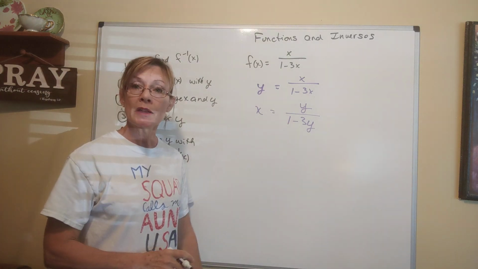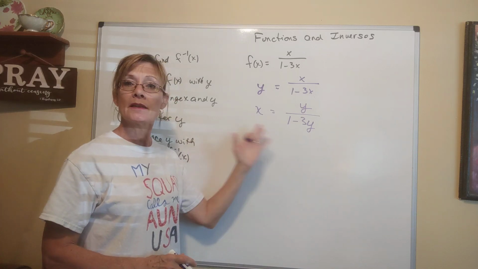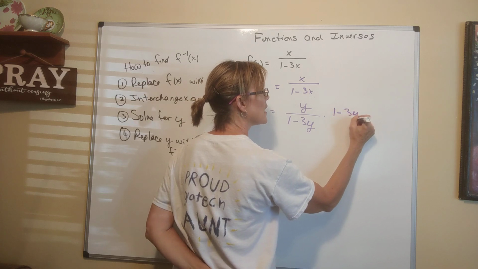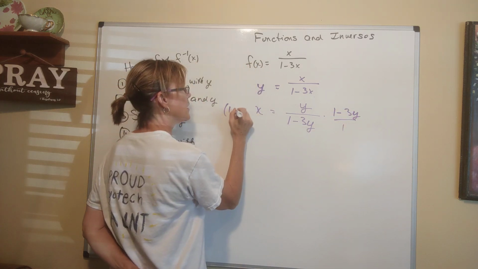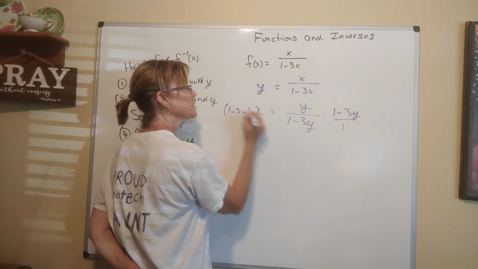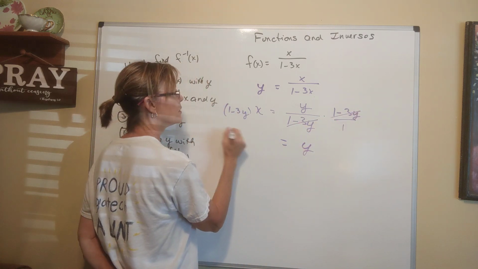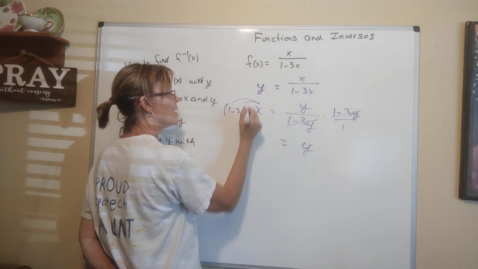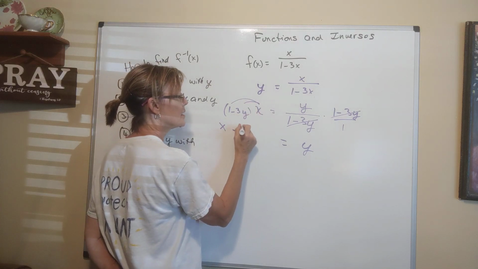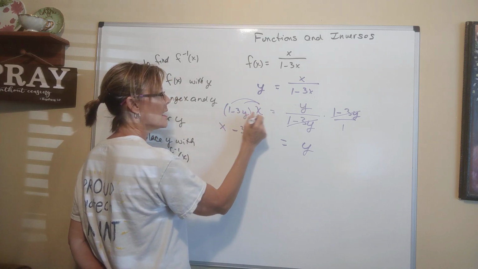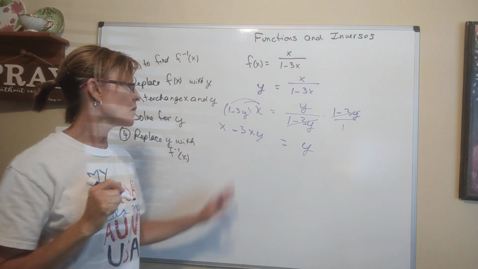First thing I'm going to do is kill my fraction by multiplying both sides by the denominator. So when I do that, times 1 minus 3y on both sides. These will cancel, and I'll get y is equal to, I'm going to distribute the x. x minus 3xy. x times 1 is x. x times 3y is 3xy.